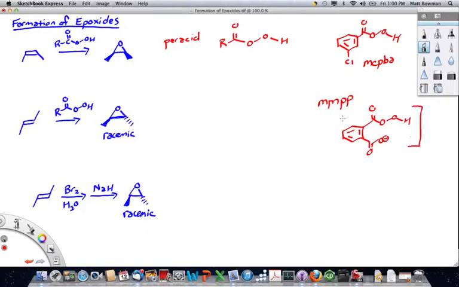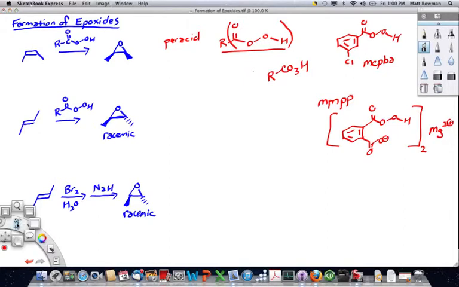Where you have two of these and then a magnesium 2+. This is a lot more stable than MCPBA, but either one works. You can use MCPBA, you can write MMPP, or you can just write the basic structure of the per acid, which is probably more useful than either of these two. You can even write RCO3H, where CO3H represents this.